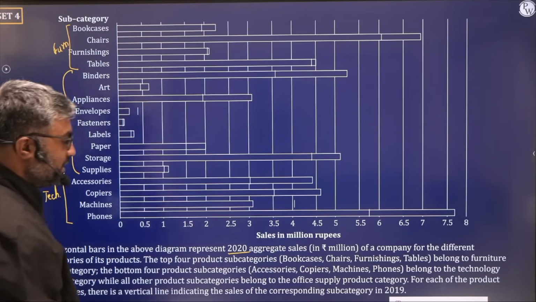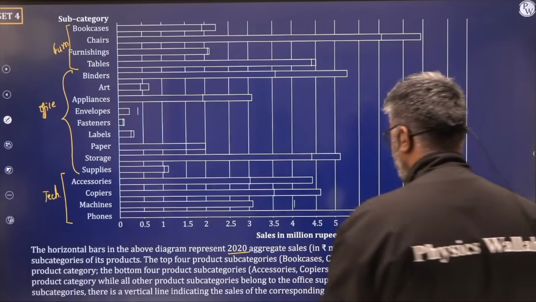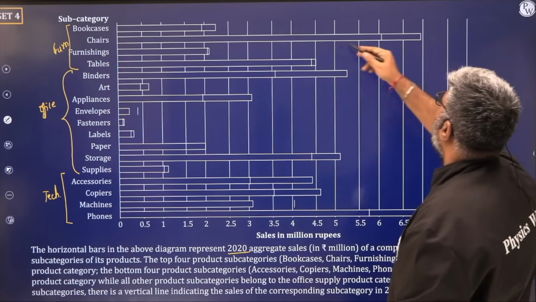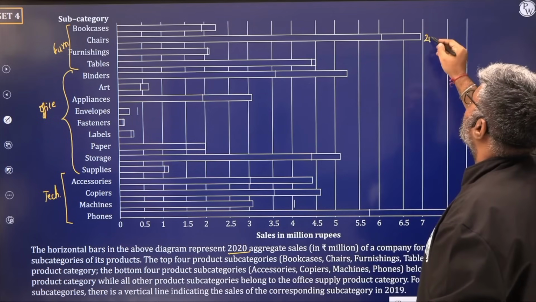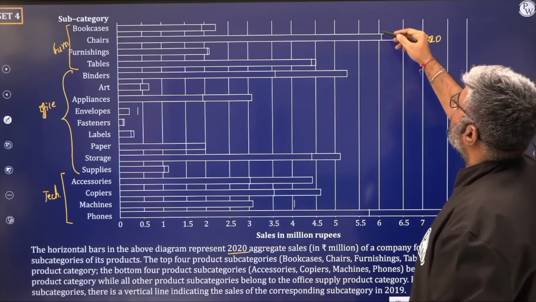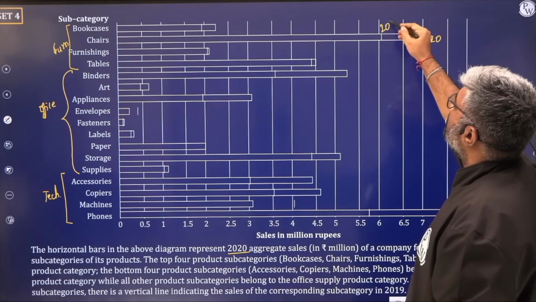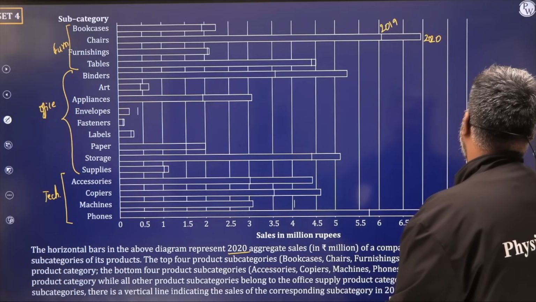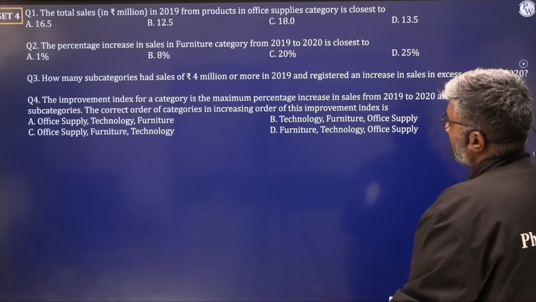Yes. Anything else apart from that? For each of the product subcategories, there is a vertical line indicating the sales of the corresponding category in 2019. तो ये जो बार वाला वैल्यू है, that is 2020 का, और ये जो लाइन वाला वैल्यू है, is for 2019. Yes. Now let's have a quick look at the questions.